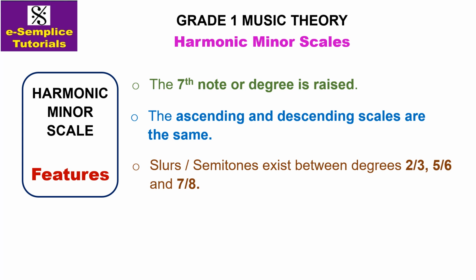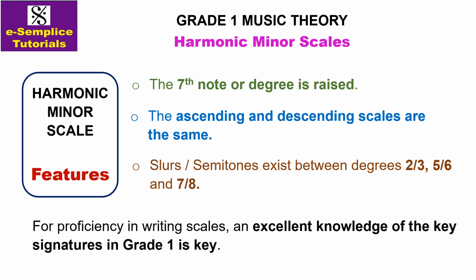Slurs on semitones exist between degrees 2/3, 5/6, 7/8 in the ascending scale, but 8/7, 6/5, 3/2 in the descending scale. For proficiency in writing scales, excellent knowledge of the key signatures in grade 1 is key.